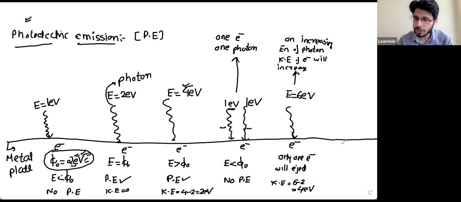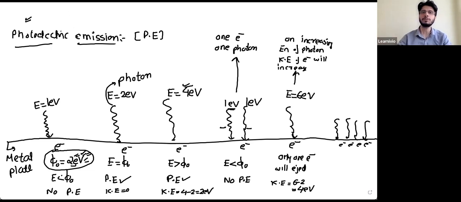If you want to eject, instead of 1, if I ask you to eject 4 electrons, then what will you do? Instead of 1 photon, now you will incident 4 photons. 1 photon can eject only 1 electron. If you want to eject 4 electrons, you have to incident 4 photons. So instead of 1, I am incidenting 4 photons.